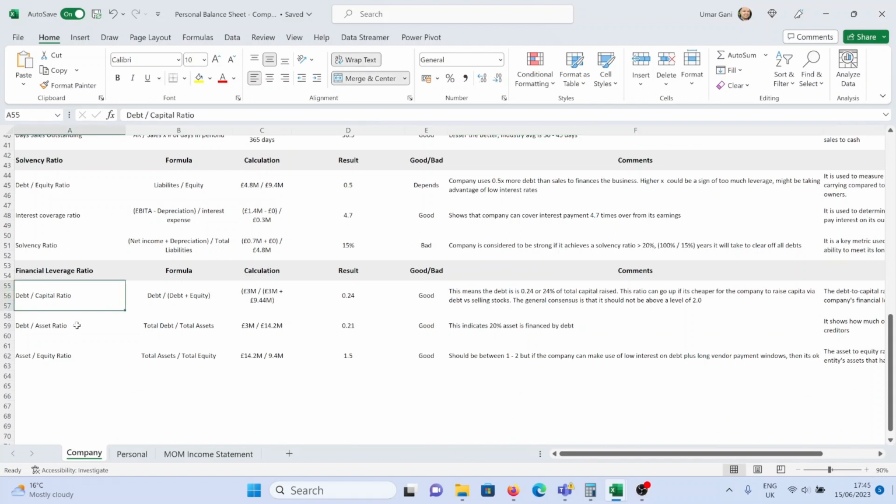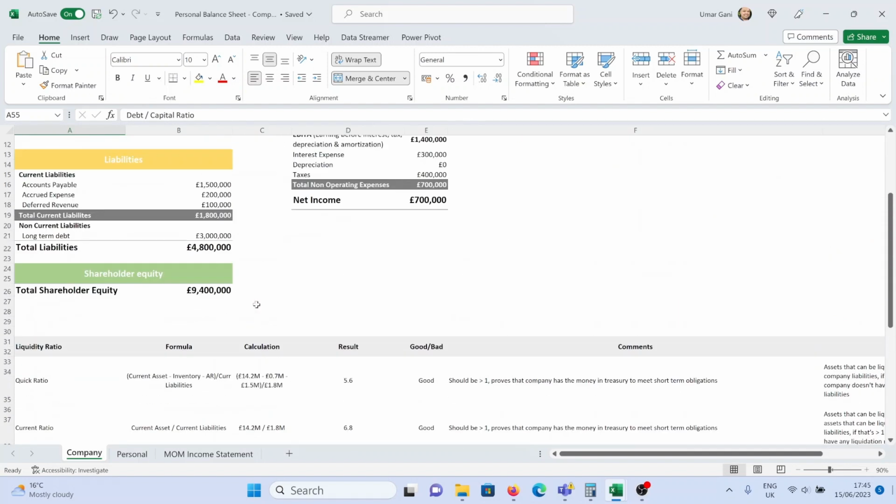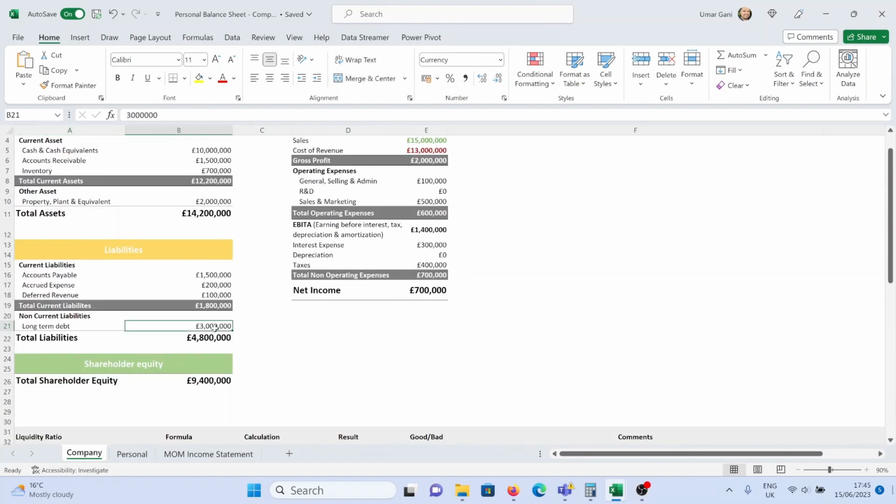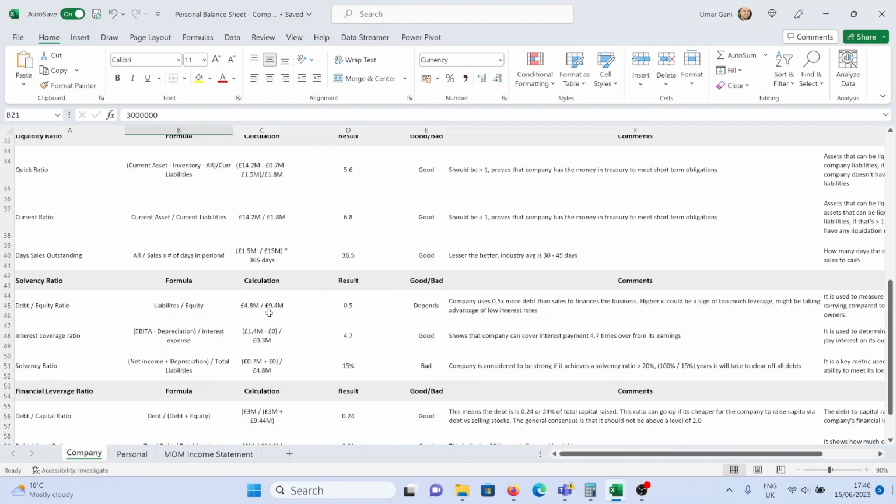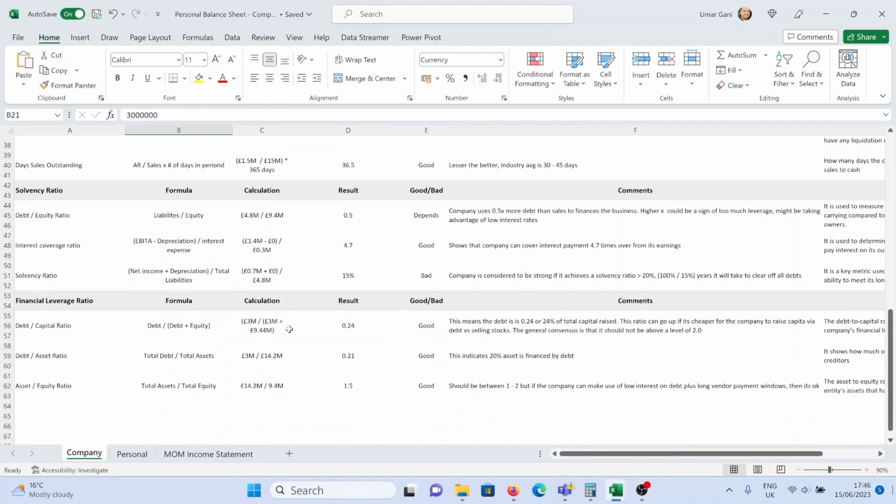The first one is the debt to capital ratio. It is your total debt divided by debt plus equity. Your long-term debt is 3 million. That divided by 3 million plus equity. This comes as 0.24, which is 24% of the capital raised. So your debt, what you're operating income on, is 24% of the capital raised.